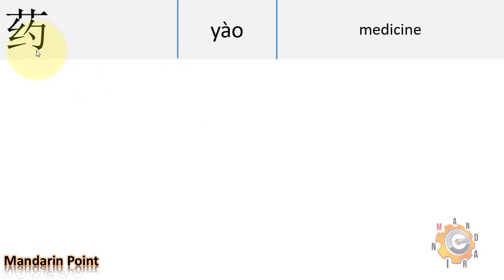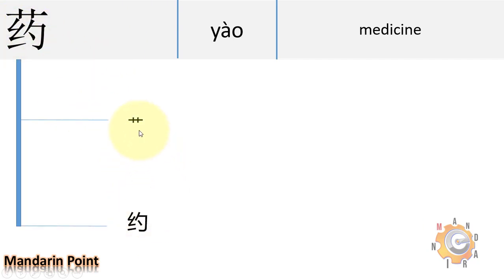It is a very simple character and we can decompose it quite easily. At the top it is this character, while at the bottom it is this character. This character is very simple and actually it is the radical for grass, while the bottom character is yue, which means treaty or agreement, and this one can also be decomposed.